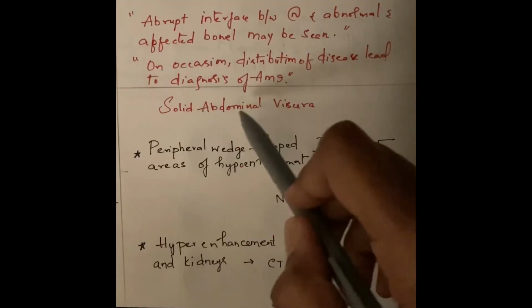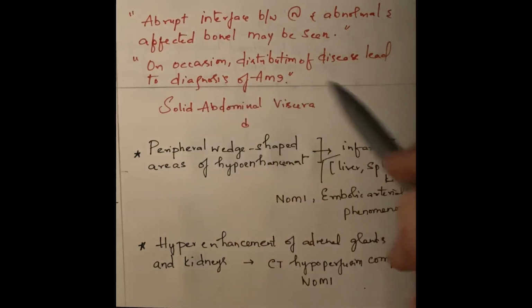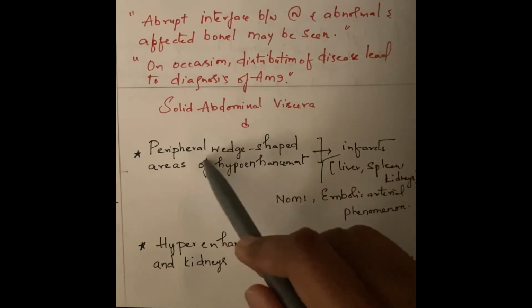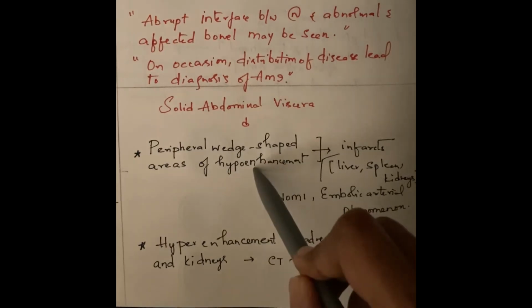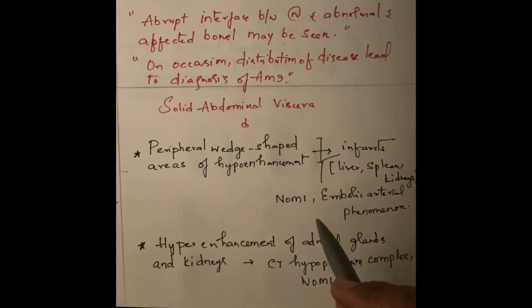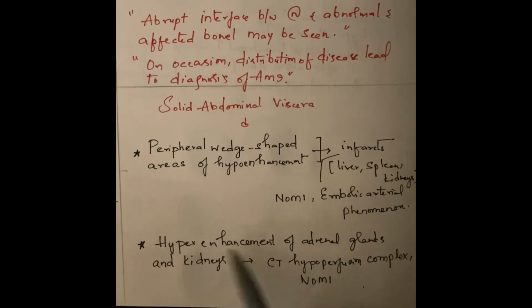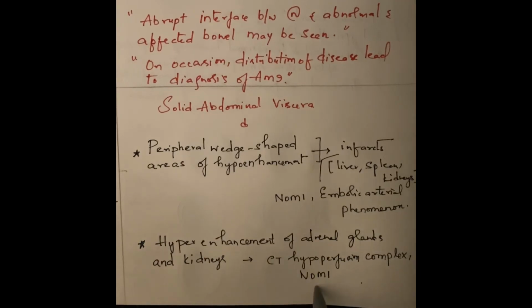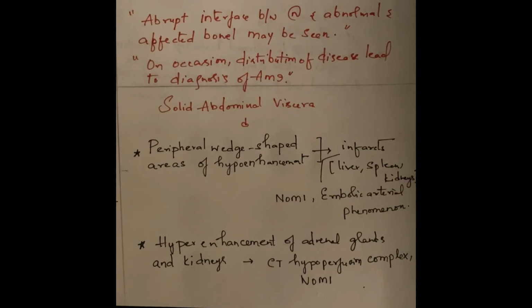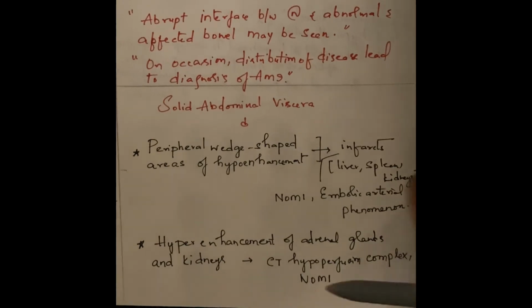At the same time, see the solid abdominal viscera, as other solid organs are also supplied. For example, there will be peripheral wedge-shaped areas of hypoenhancement in infarcts of the liver, spleen, and kidneys. In embolic arterial phenomena and non-obstructive mesenteric ischemia, there will be hyperenhancement of the adrenal glands and kidneys, in CT hypoperfusion complex and non-obstructive mesenteric ischemia. So look at the solid organs, look at the adrenal glands and kidneys, where there is hyperenhancement in CT hypoperfusion complex. Thank you.